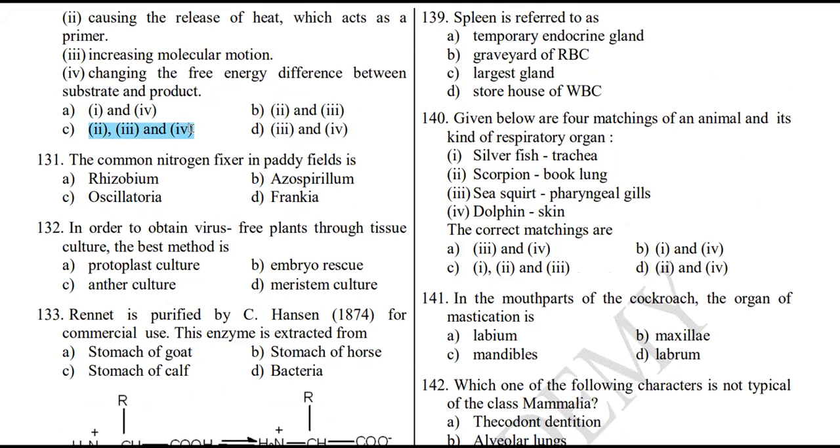The next question: the common nitrogen fixer in a paddy field is given. Very important is the paddy field. In a paddy field, which one is going to be involved? Azospirillum is going to be the nitrogen fixer.